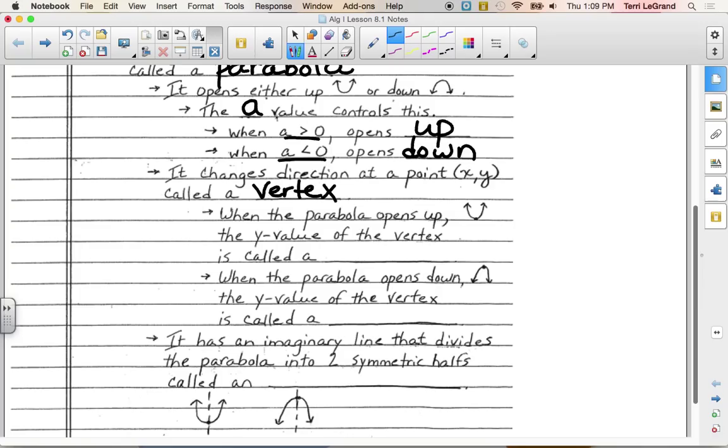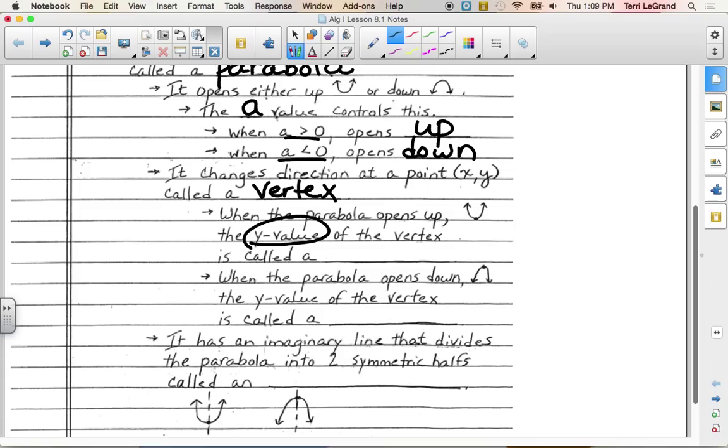Where does it turn? Where does the behavior change? Right at that point, it says, stop, I'm going to change behavior now. At the vertex. When the parabola opens up, the y value, why do I say y value? Because peak, lowest point, that's up and down. Which one goes up and down on our coordinate plane? The y-axis. The y.